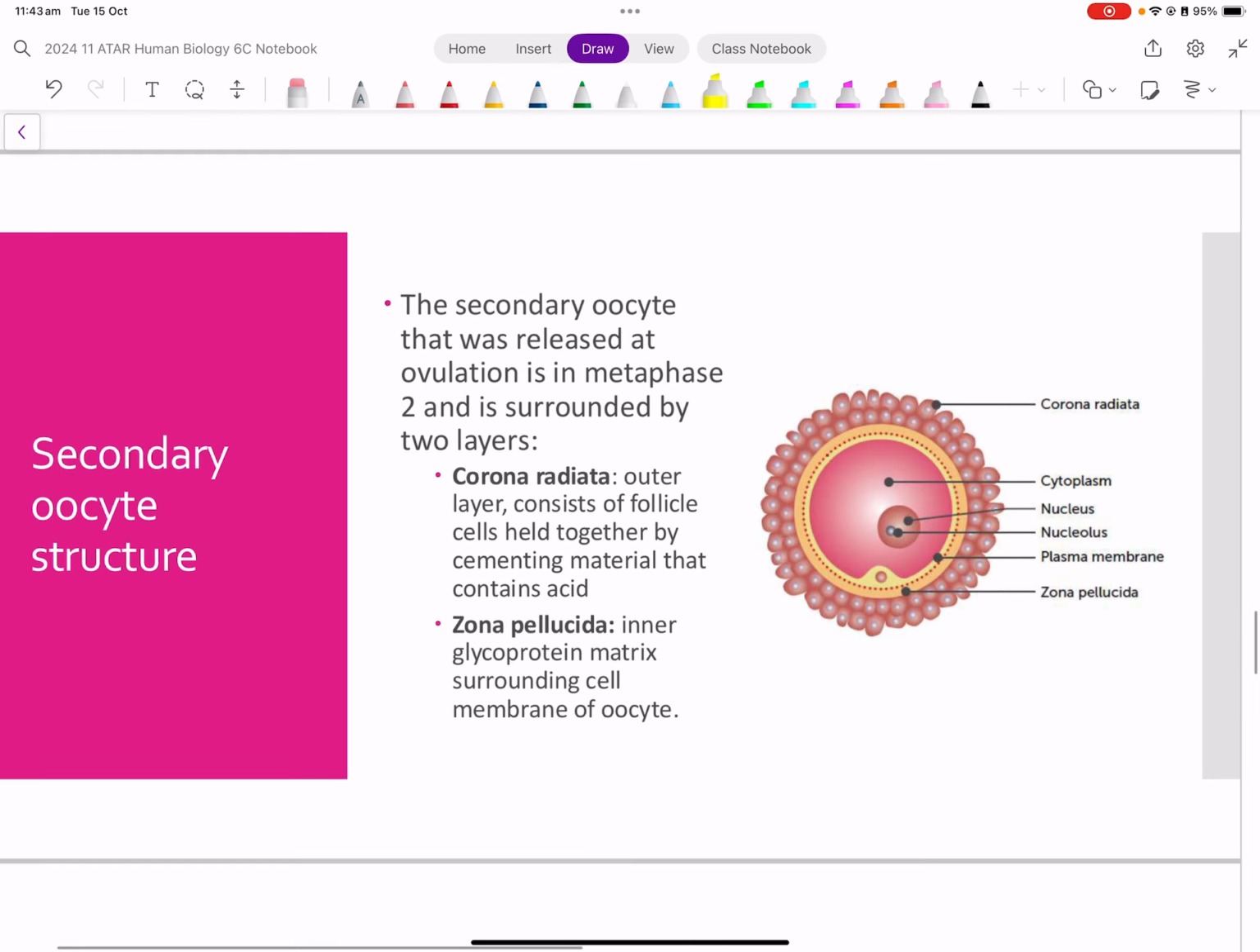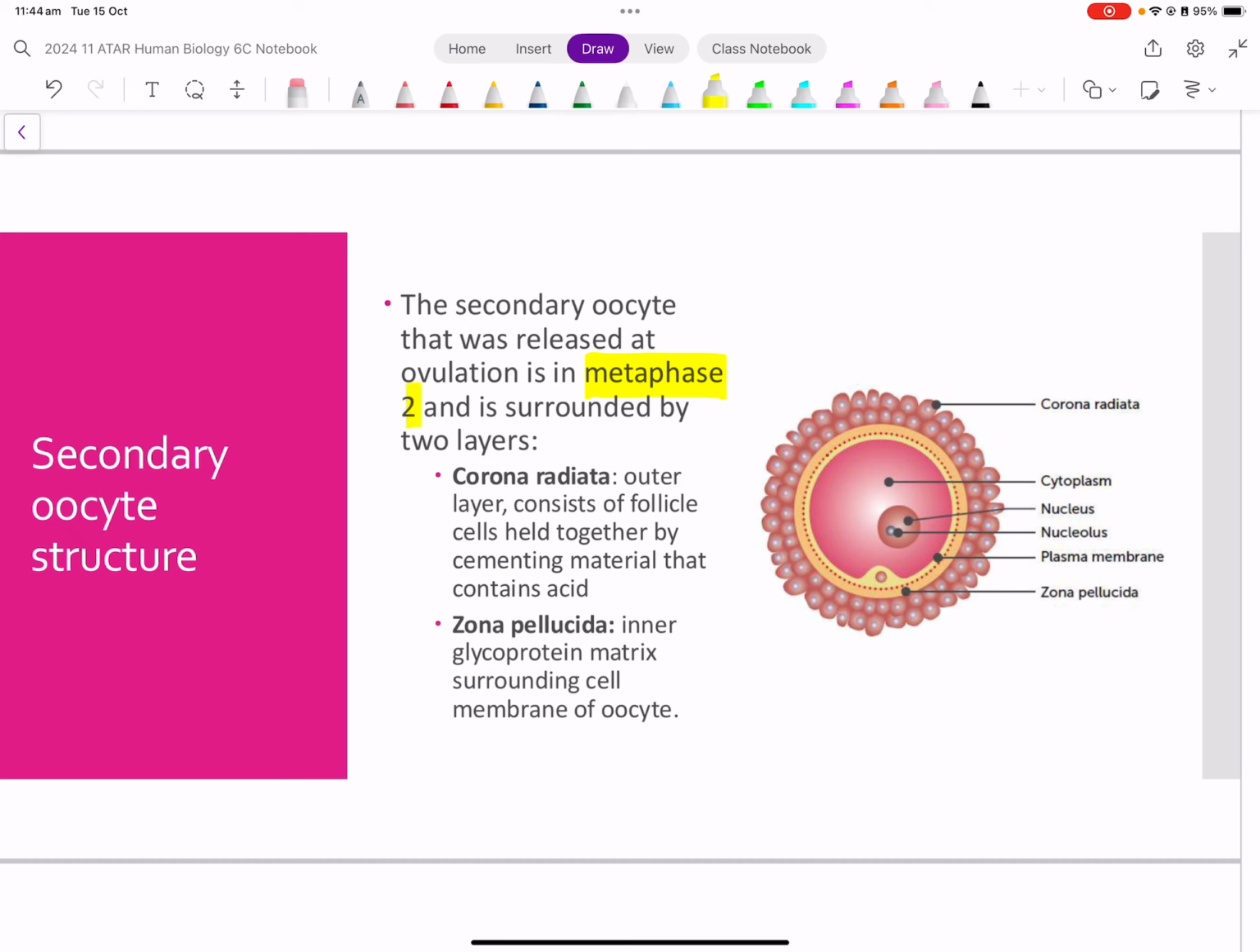So, in order for sperm to fertilise the egg, we need to understand what is surrounding that egg, what is surrounding that secondary oocyte. In our lesson on oogenesis, we spoke about the secondary oocyte and we spoke about this particular cell, this gamete, freezing during the second meiotic division at metaphase.